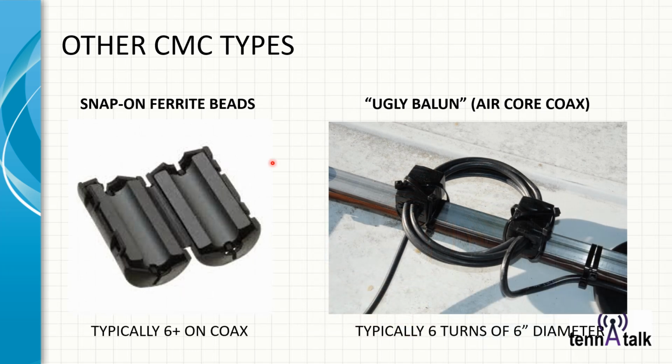Other types of CMCs are the snap-on ferrite beads, mix 31. Typically you'll have at least 6 on a piece of coax. And here's an ugly balun: 6 turns of 6-inch diameter air core. You'll often see these in older vertical configurations near the base. They recommend that you take some coax and build an ugly balun. These both have limited common mode current suppression capabilities, as we'll discover soon.